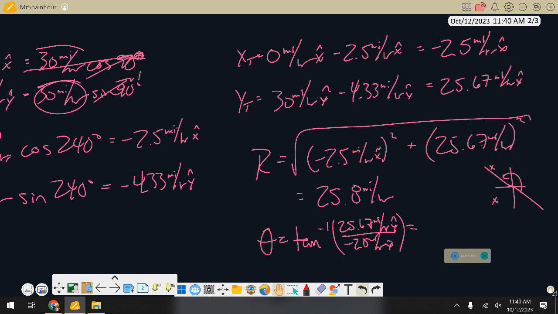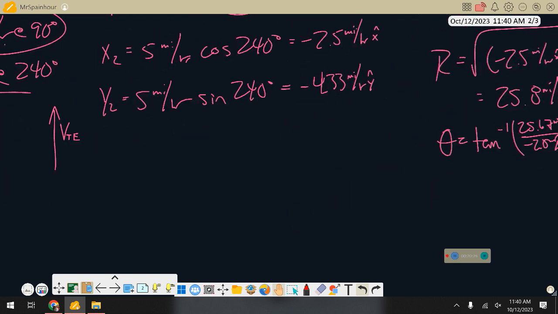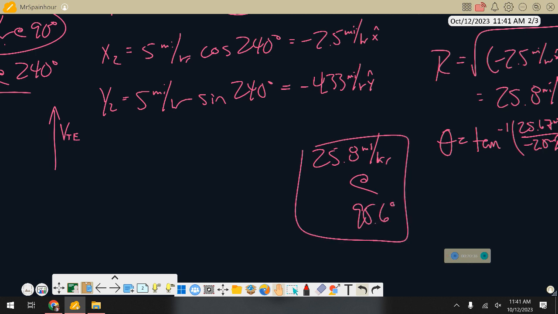So let's take that 84, add 180, and you get 95.56. Let's just go 95.6 degrees. So our final answer is that the dog is traveling 25.8 miles an hour at 95.6 degrees.